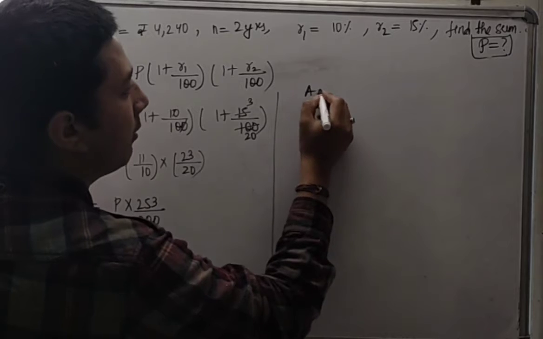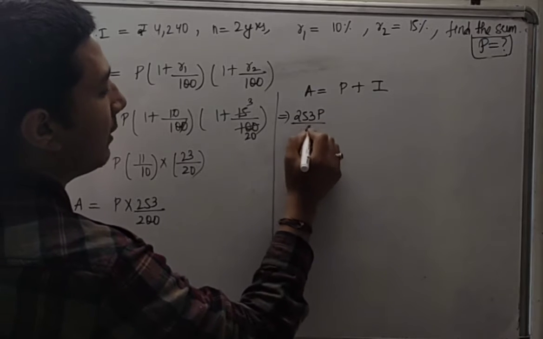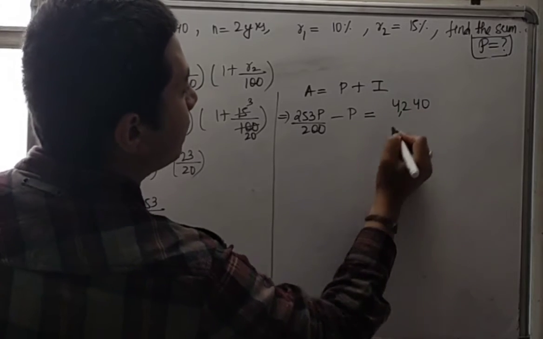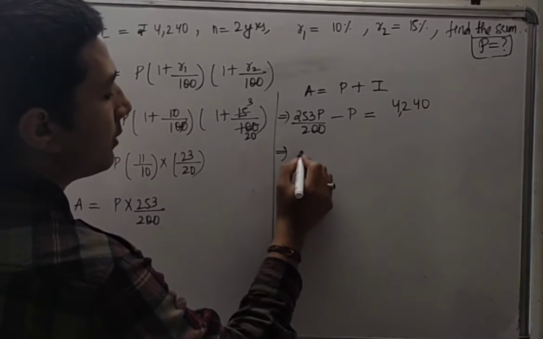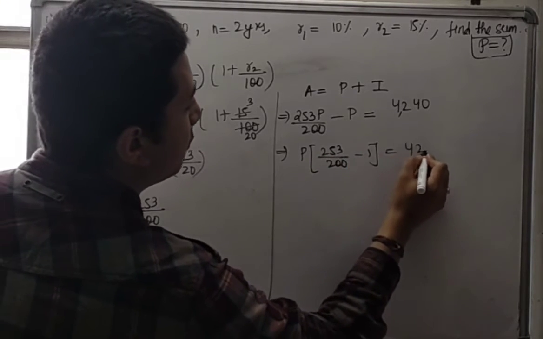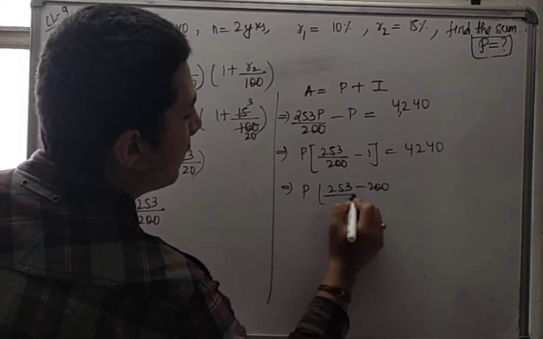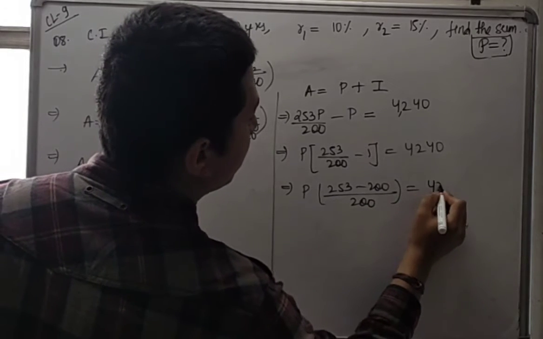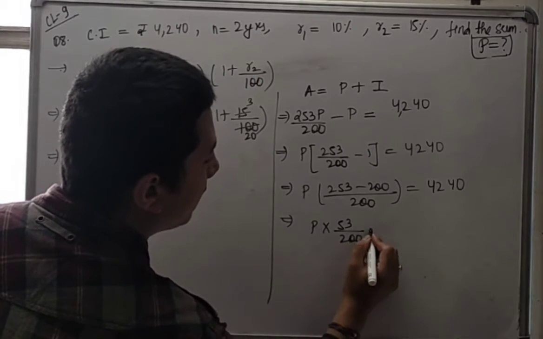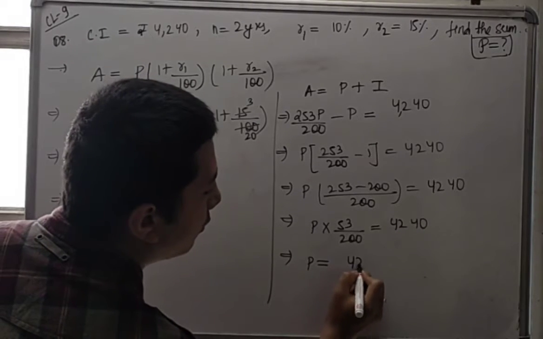Again, I know amount equals P plus I. So amount is 253P by 200. Bring this side, which is equal to interest 4240. I hope you're getting it now. So take P common, you'll get 253 by 200 minus 1 equals 4240. So therefore it is 253 minus 200 divided by 200 equals 4240, and therefore this is P into 53 divided by 200 equals 4240. So therefore P is equal to 4240.